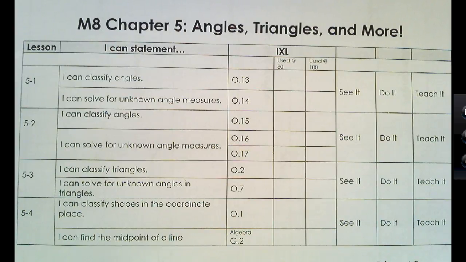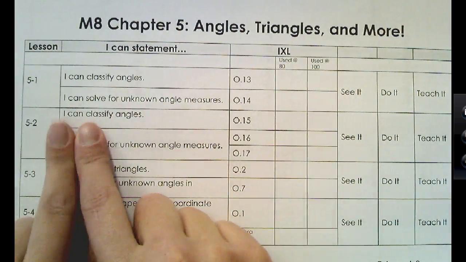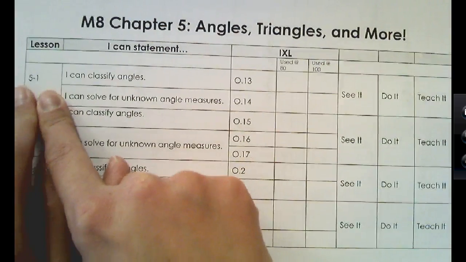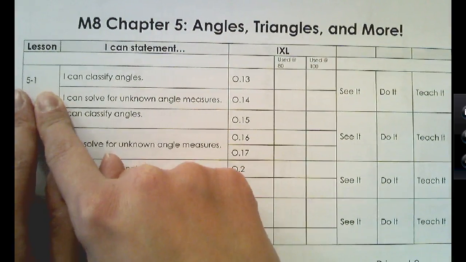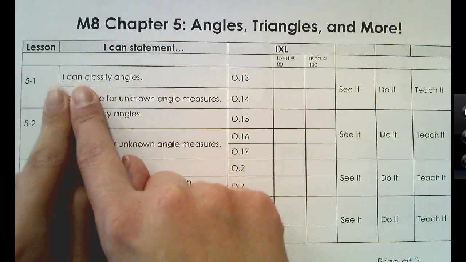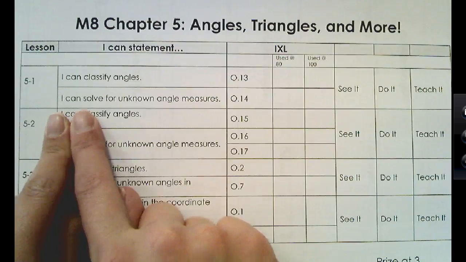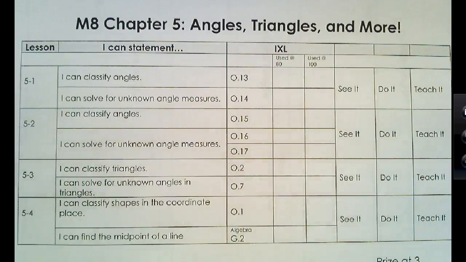All right. We're going to try that again. It is actually really helpful to know what it is that you're learning, believe it or not. So you guys probably are like, oh, I can read, Mrs. White. But it's very important for you guys to understand what the goal is. So for 5-1, let's try this again. Ready? 5-1 says, I can classify angles and I can solve for unknown angle measures.